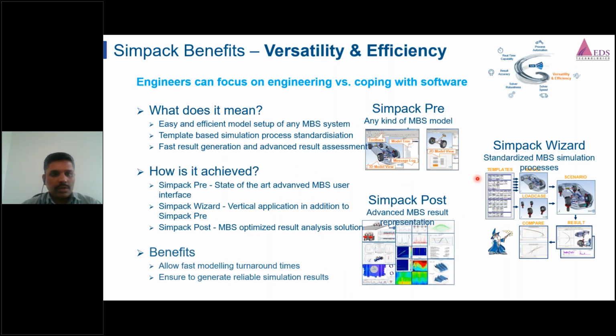First is the versatility and efficiency. What does efficiency mean? It's mainly easy and efficient model setup, simulation process standardization, and advanced MBS result assessment. How is it achieved? We can do easy and efficient model setup of any MBS system with the help of Simpack Pre. Simpack Pre is the state-of-the-art advanced MBS user interface, which we can use for pre-processing.